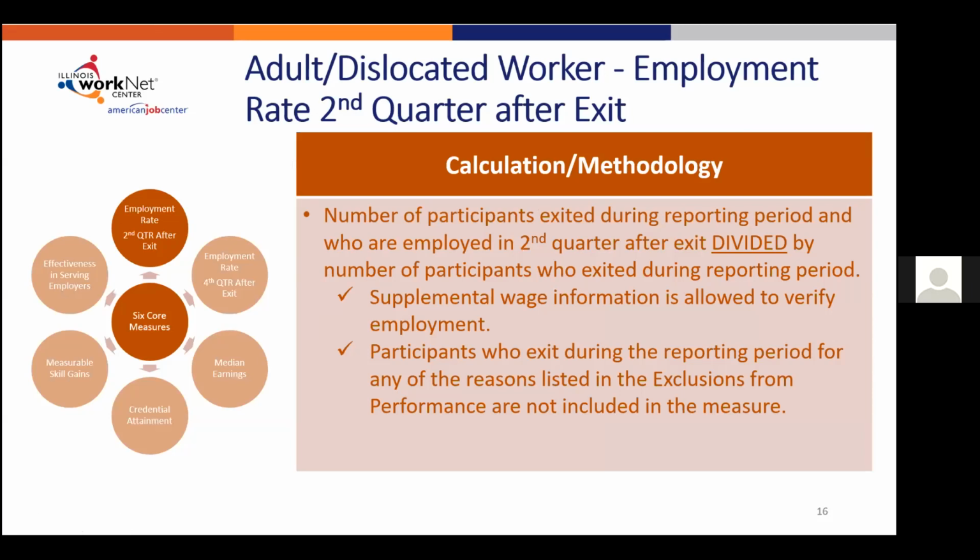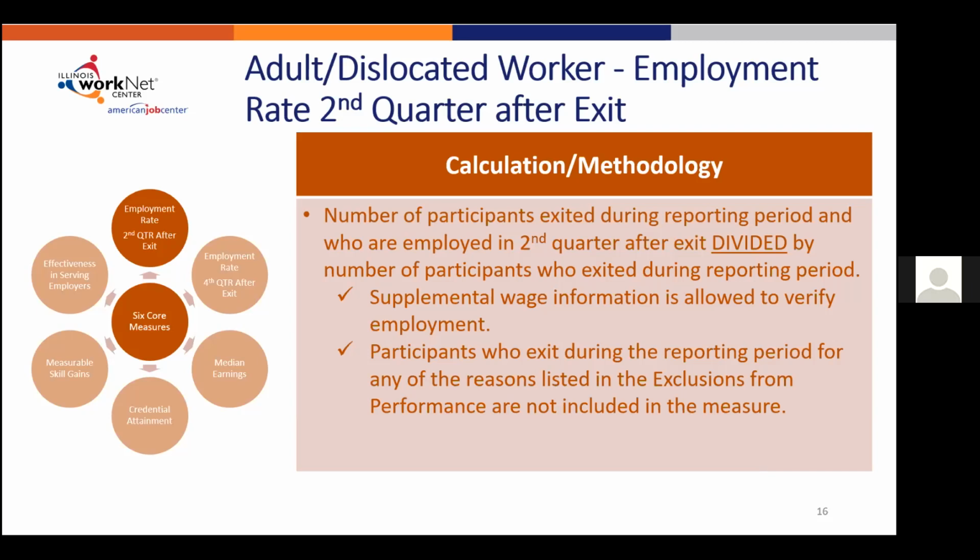I won't read it to you again, but the calculation is the number of participants who exited during the reporting period employed in the second quarter after exit, divided by the number of participants who exited during the reporting period. See, when I read it, I'm not correct. I should just talk. So again, the number of people who were employed in the second quarter after exit divided by your total denominator, every single person who participated.